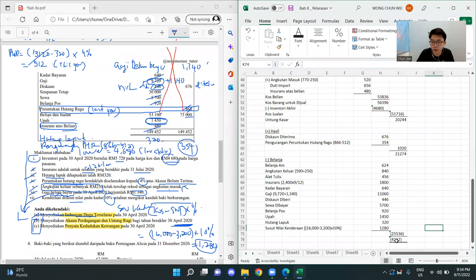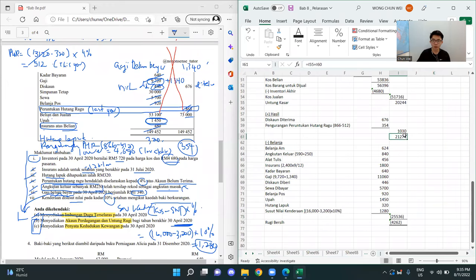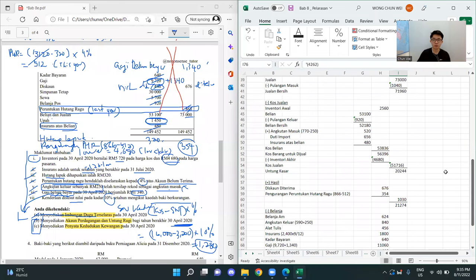So if it is a bracket, meaning this is not an untung, it becomes a rugi, and this is a rugi bersih. You see, it's not always that we give you an untung, but most of the time, 70% of the questions will be untung lah, right? But for this question, it's a rugi. Rugi means you get from your untung kasar plus your hasil, but yet the belanja is more than that, and then you will get a negative figure. Then that is your rugi bersih.